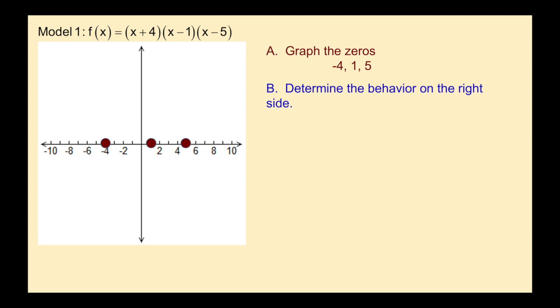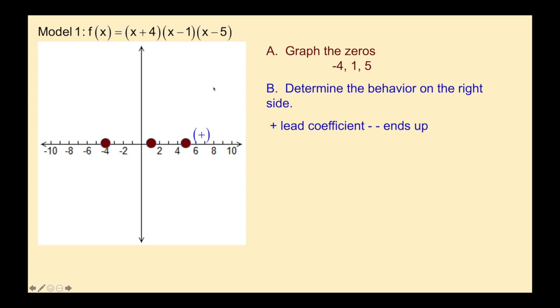From here, we determine the behavior of the far right side. That's determined by the lead coefficient. The lead coefficient here is going to be positive. So because of that, it's going to end up. So I know that on this side, the graph is going to be up here.